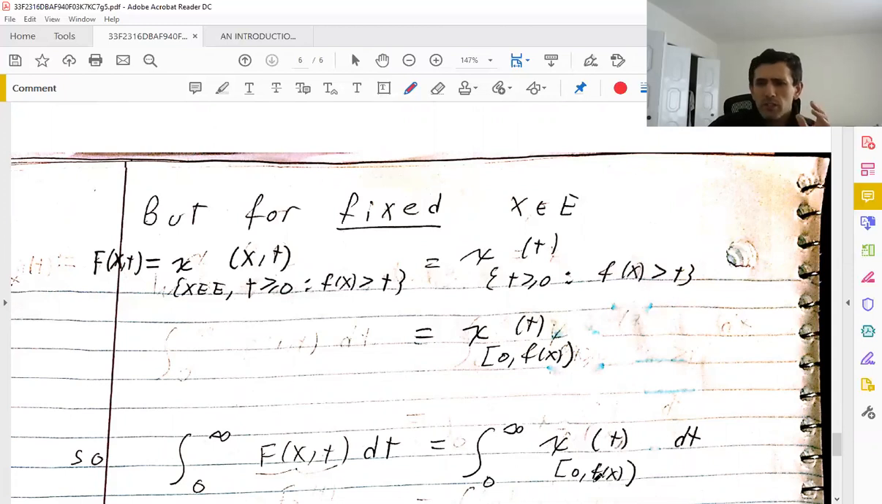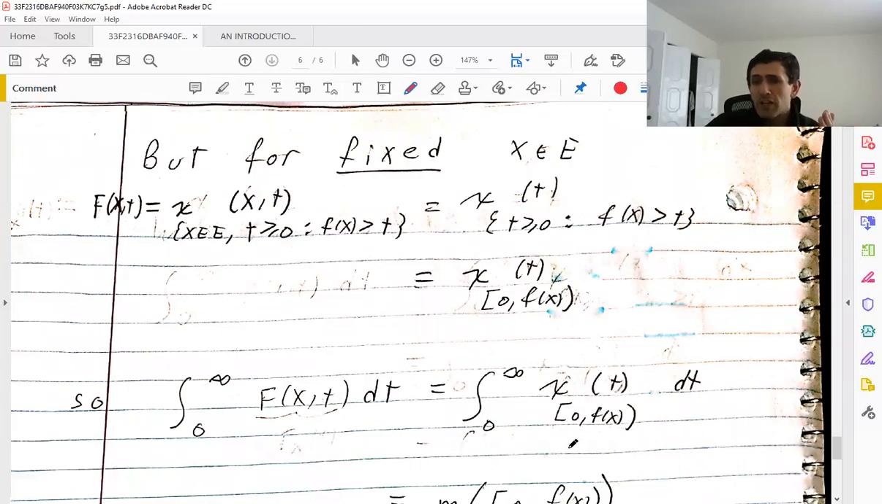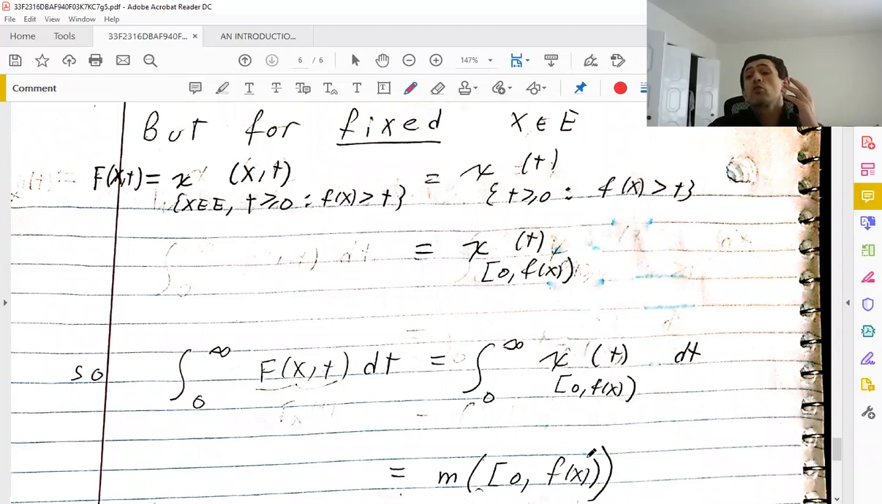Okay? Don't let its bizarre look intimidate you. This is just an interval. This is an interval that's a subset of 0 to infinity. When we integrate the characteristic function of an interval, we get the measure of the interval. This is just the measure of the interval. Again, don't let this weird looking thing intimidate you.